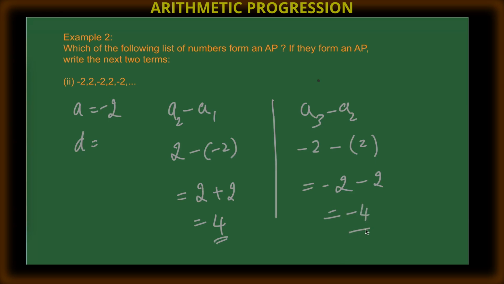So here there is a difference. Here it is minus 4 and here it is plus 4. So hence the common difference D is not constant. Hence this is not an arithmetic progression. With this, hope this is clear. Okay students, let's move to our next question.